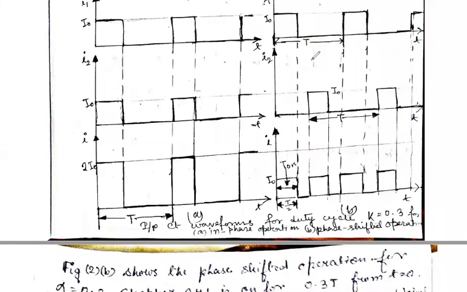So for in-phase operation, we have seen that the input current is obtained by addition of I1 and I2, and it is seen to be doubled as shown in the case of in-phase operation. The in-phase operation of a multi-phase chopper is equivalent to a single chopper operation.